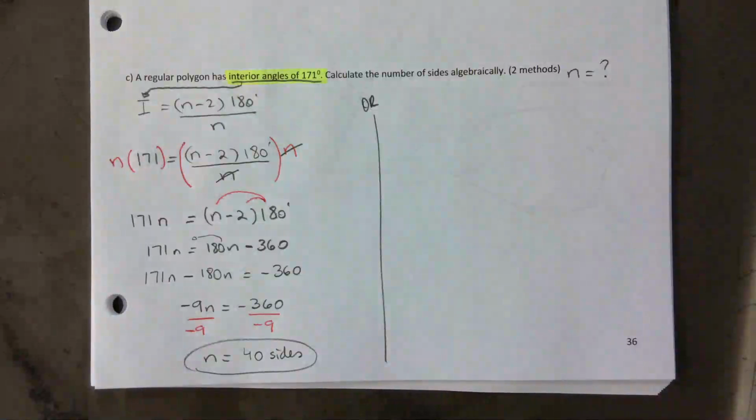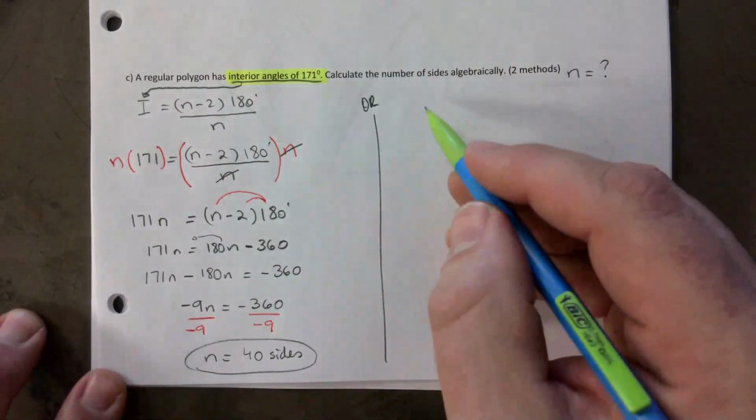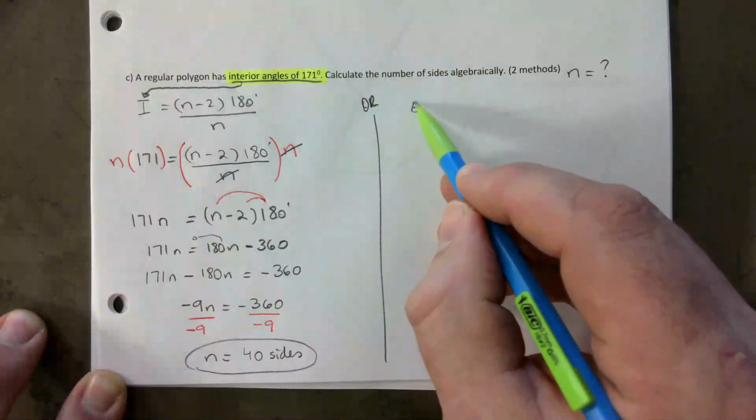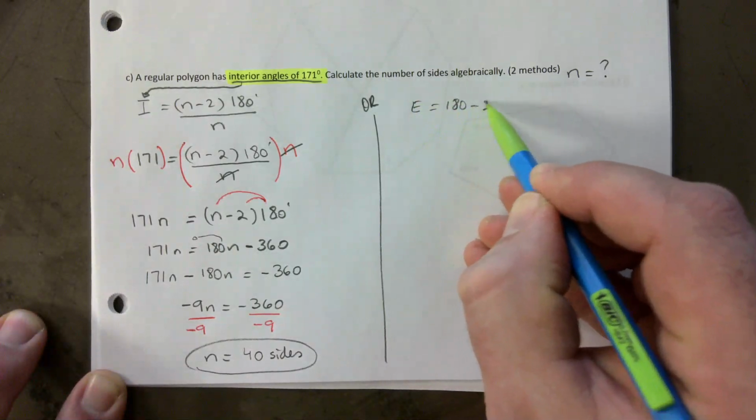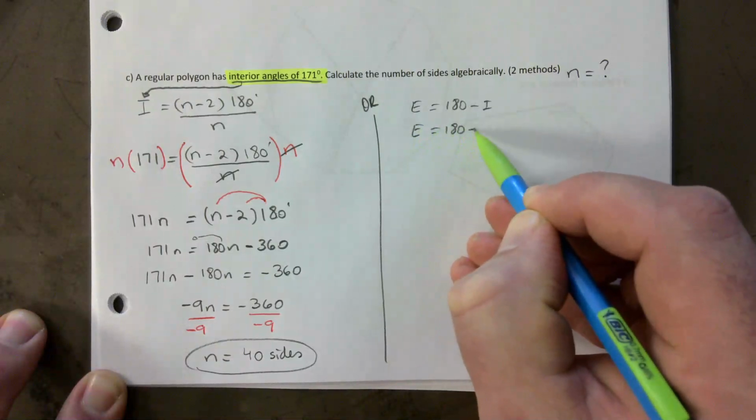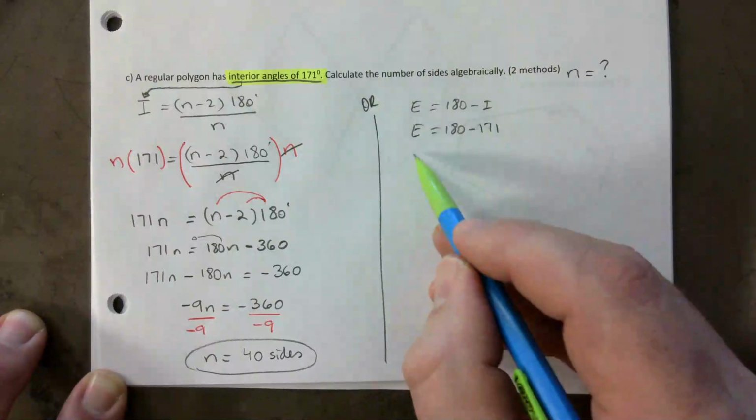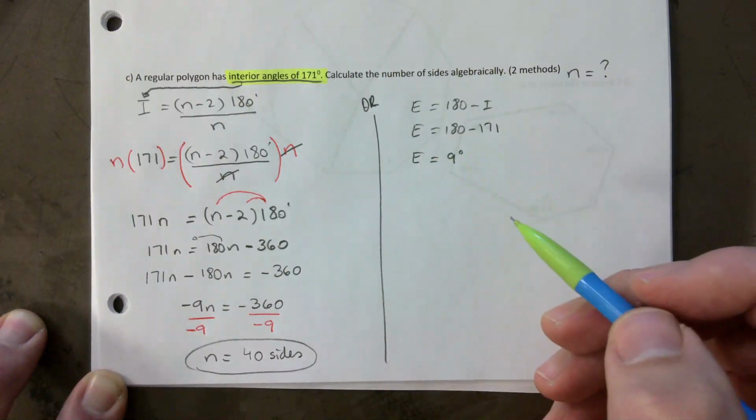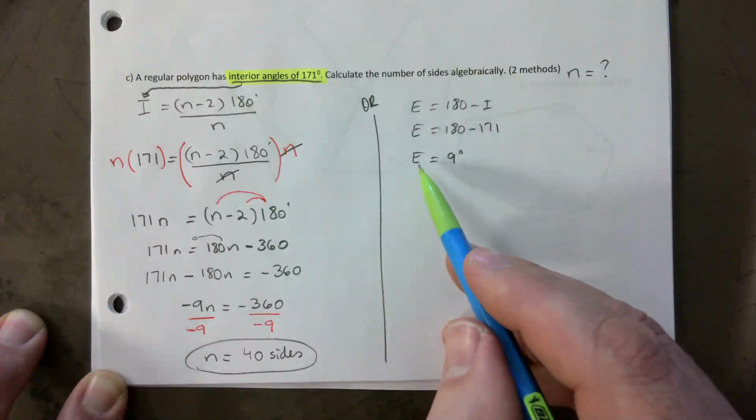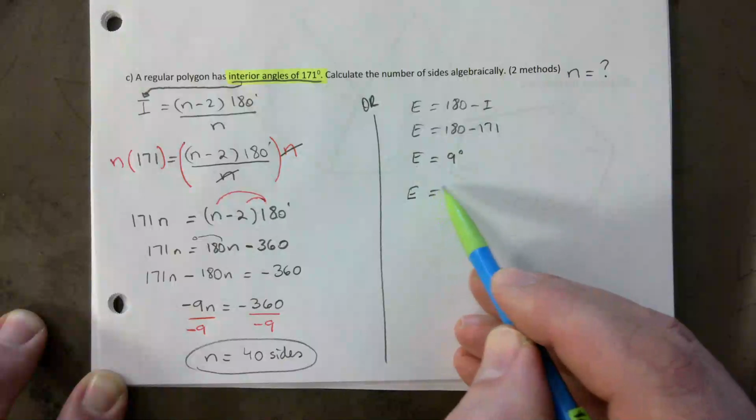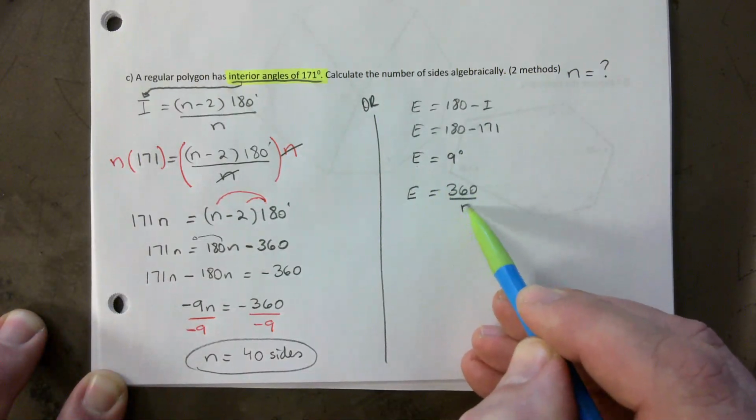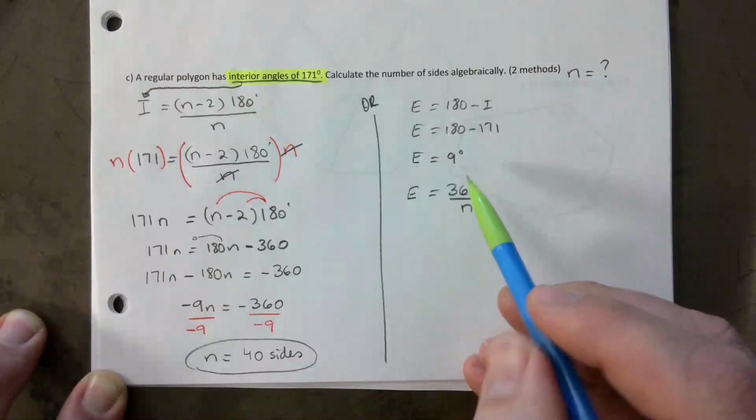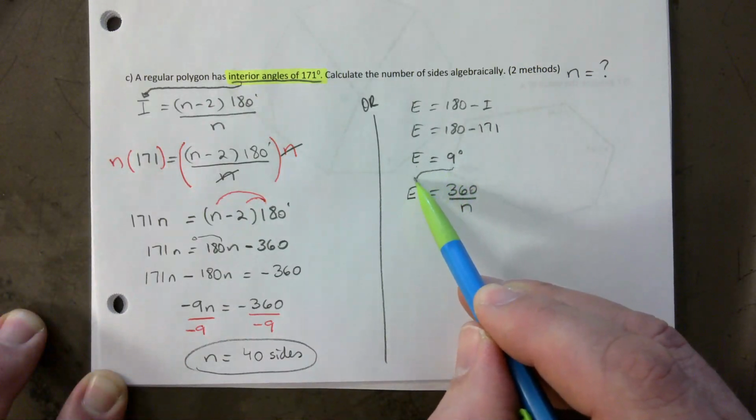Or, I like this method way more. If the interior angle is 171, what's the exterior angle? Exterior is 180 minus 171. And what is that? 9 degrees, correct? What's the formula for exterior angle? It's 360 over n. Isn't it a lot easier? It's not as messy. So I'm going to put the 9 in here.